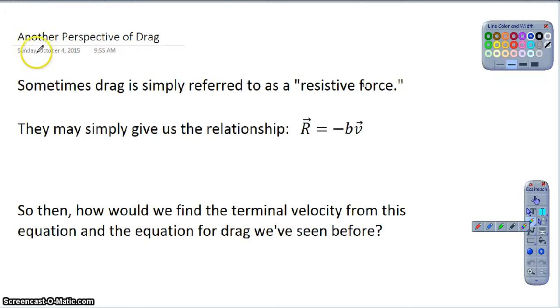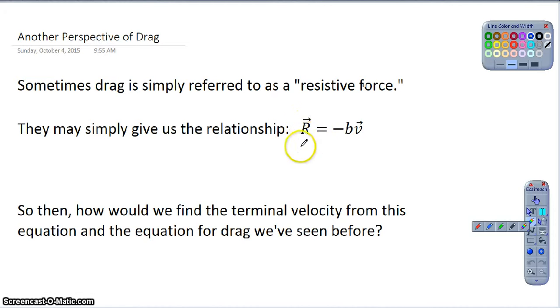Anyway, another perspective on drag, and this is actually very common. You guys will see a few examples of this with the free response for Physics C, so we'll do a couple of these examples together at some point. But anyway, another perspective of drag: sometimes they just define the force for us.